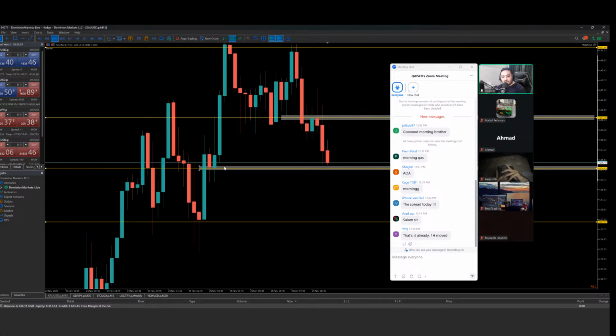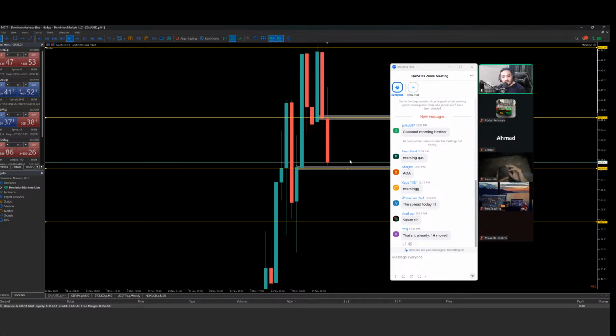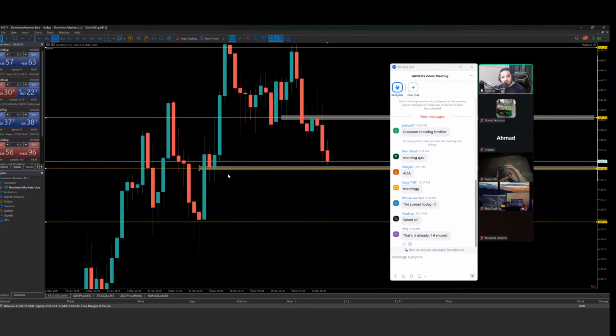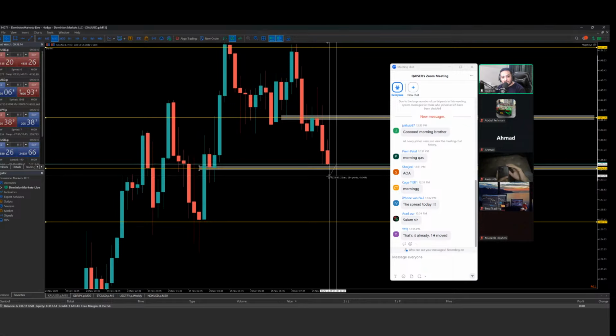That's it, already 1 hour moved. Let me just see. Yeah, we already filled more than half the range on the left hand side, and we are heading towards 15-minute support here as well. So it might come down somewhere near here, then start flipping upside.